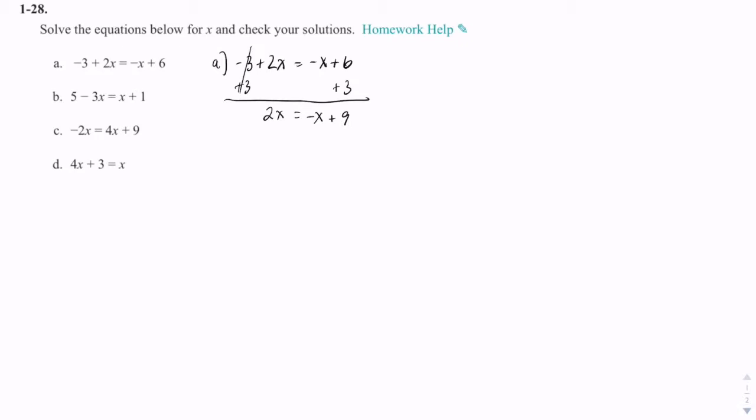And then I'll add x to both sides, add 1x to both sides. 2x plus 1x is 3x equals 9. And I'll divide both sides by 3. And I'll get x equals 3.